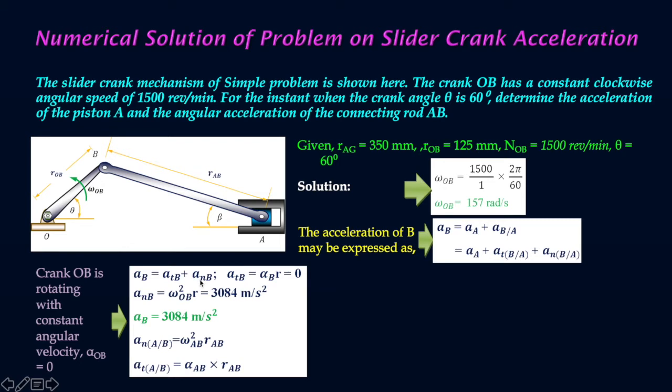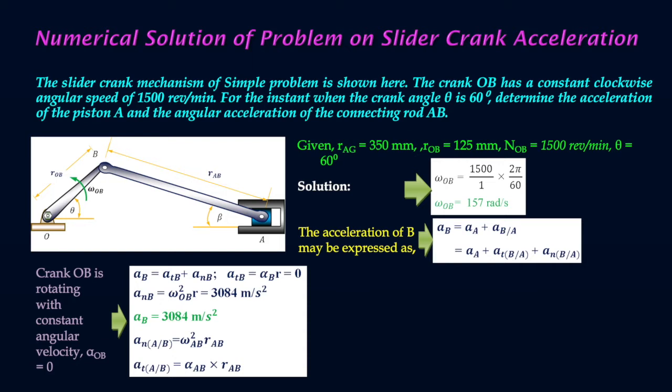So finally ABA, it is not AB, it is ABA, equals ANB, where the magnitude of ANB is omega square R, omega for the OB link, that we have calculated already, and R is the radius vector length OB. So substituting this, we get the value of AB.